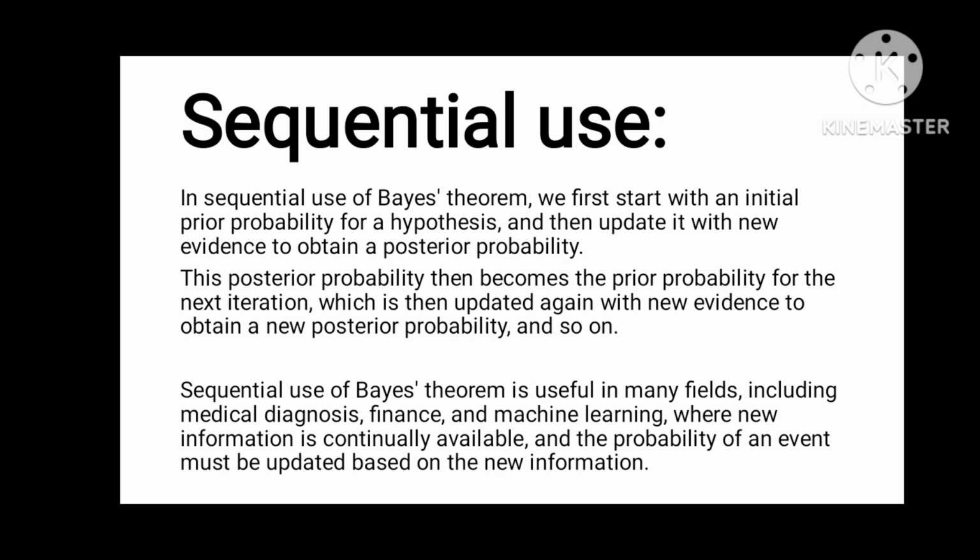In sequential use of Bayes theorem, we first start with an initial prior probability for a hypothesis and then update it with new evidence to obtain a posterior probability. This posterior probability then becomes the prior probability for the next iteration, which is updated again with new evidence to obtain a new posterior probability, and so on.